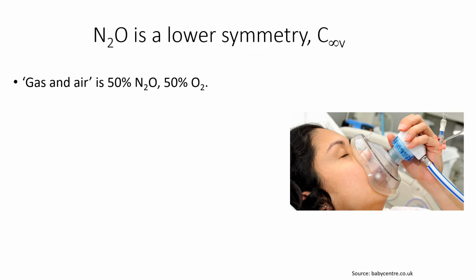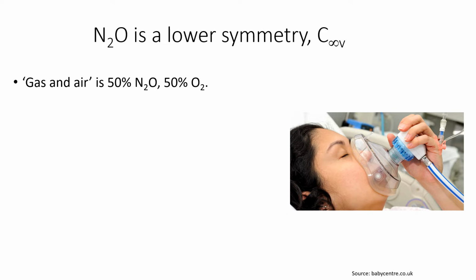So looking at the slightly less symmetrical case of N2O, we still have this infinite rotation symmetry around the principal axis, but we no longer have the perpendicular C2 axes. We've no longer got the perpendicular mirror plane, the sigma h.